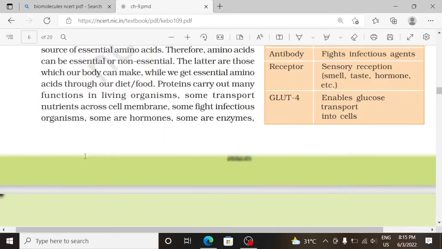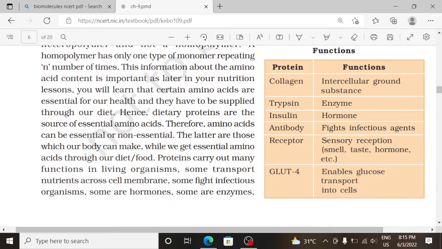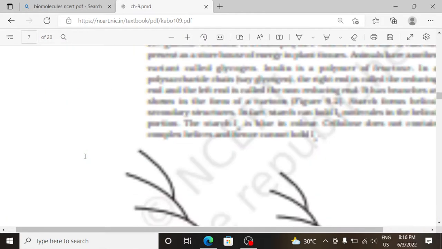Next table is of some proteins and their functions. Collagen is a protein which functions as intercellular ground substance. Trypsin is an enzyme. Insulin is a hormone. Antibody fights infectious agents. Receptor is for sensory reception, that is smell, taste, hormone, etc. GLUT4 enables glucose transport into cells.